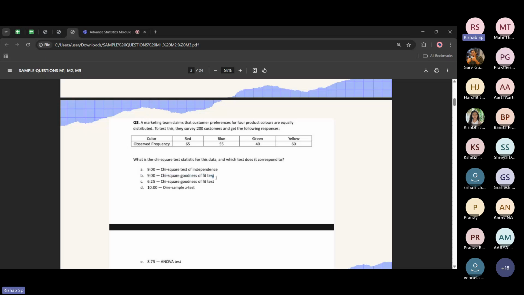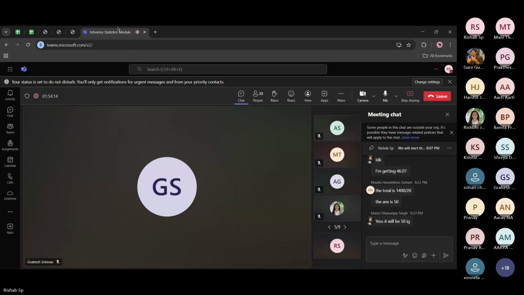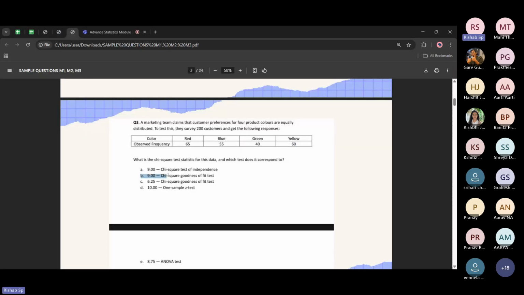But there is one doubt I have in this question. It is given that there are 200 customers, but the sum for all these 4, if we take, it is 220. 60 plus 40, 100, 150, 210, and 5 plus 5, 220. As per sample paper question 3, the answer is right, but I don't know what's the logic behind this, because the sum for these 4 values is 220, and we took a survey for 200 customers. So there is a doubt there, but we are getting the right answer still.